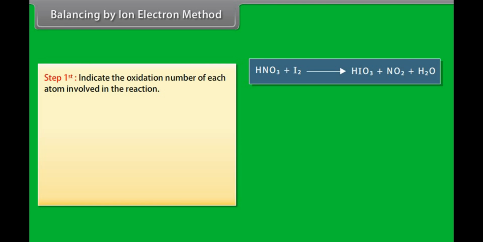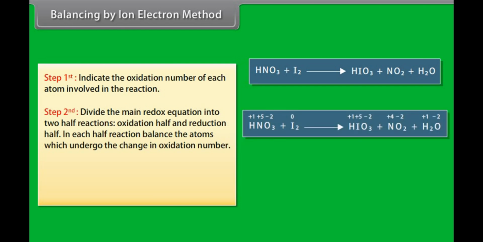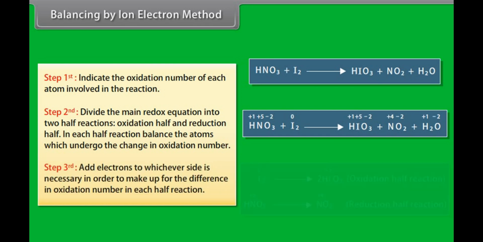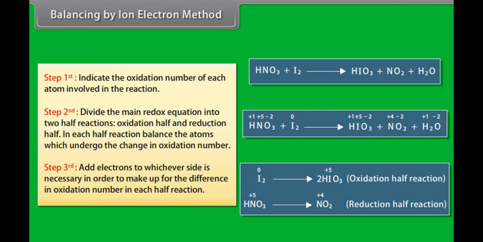Balancing by the ion-electron method. Step first. Indicate the oxidation number of each atom involved in the reaction. Step second. Divide the main redox equation into two half reactions, oxidation half and reduction half. In each half reaction, balance the atoms which undergo the change in oxidation number. Step third. Add electrons to whichever side is necessary in order to make up for the difference in oxidation number in each half reaction.